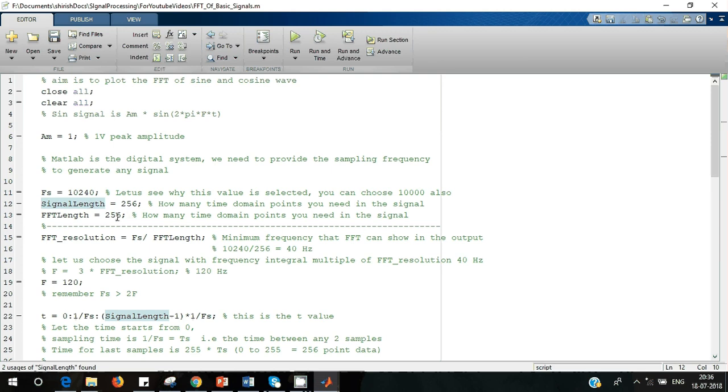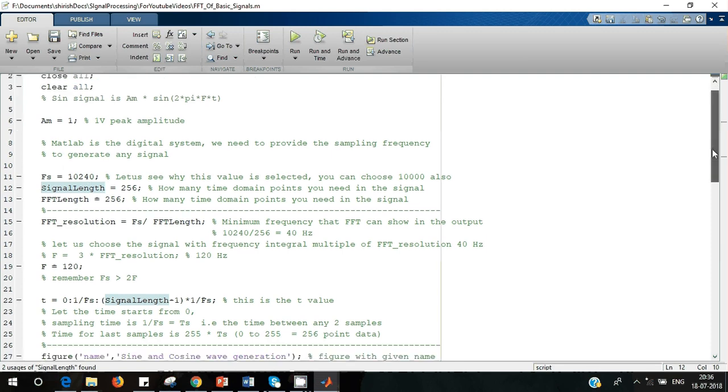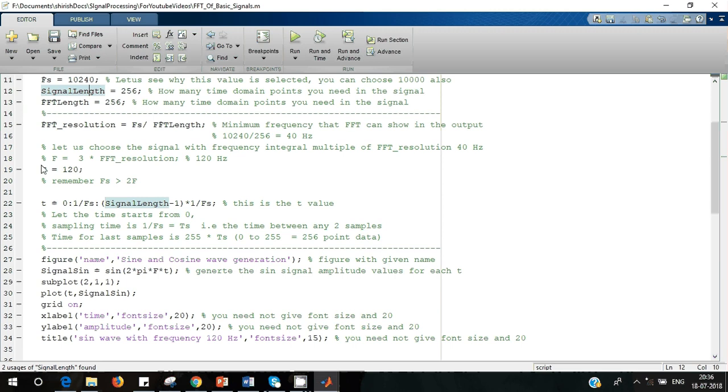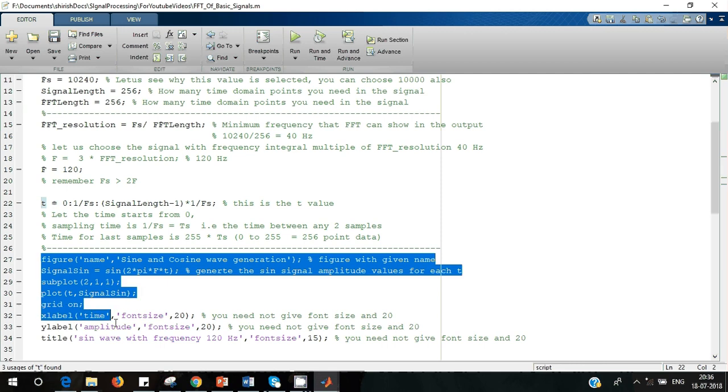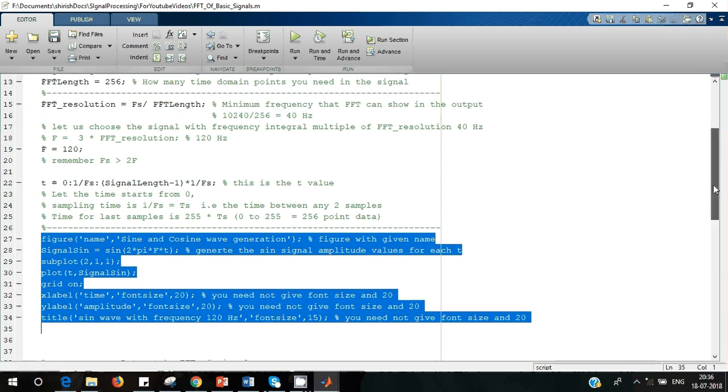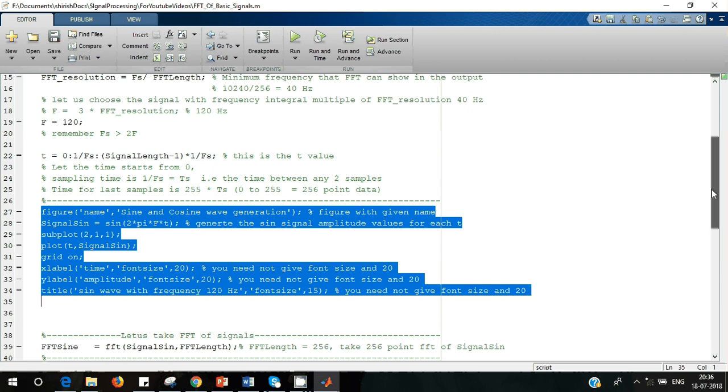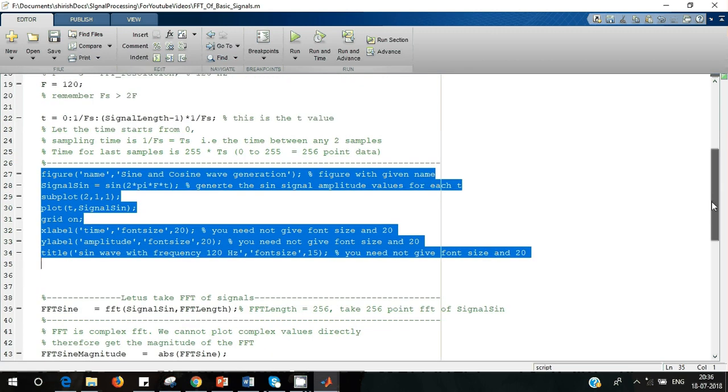So when we are considering the FFT, let us first see how to plot the sine wave. We have taken the frequency of the sine wave as 120 hertz. The time axis is divided from 0 to 255 by fs. Signal length is 256, so it is 255 by fs. In total, t will be a matrix of size 1 by 256. So this will plot the sine wave. For details of this part, we can refer to my previous video on plotting the basic signals, or plotting the sine wave in MATLAB.